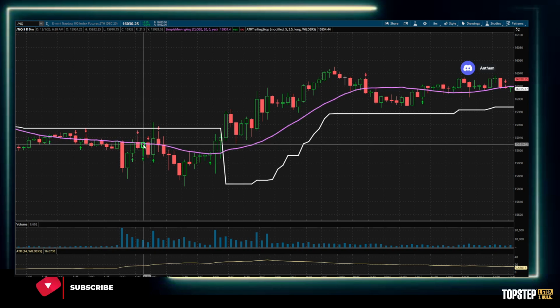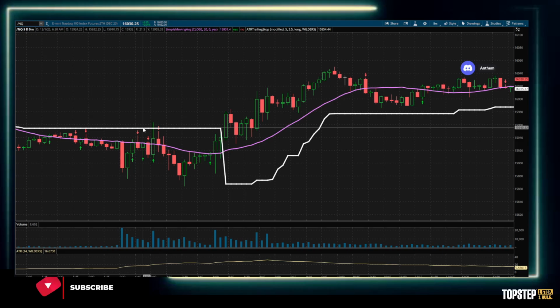So we would have been getting short at 6:50, and what are we using? We're using the ATR trailing stop as our stop loss. So our stop loss from an entry of 15,920 is sitting up here at 15,955. Because it's on your chart, you can already see that you're going to give up 35 points if we close above that ATR trailing stop.